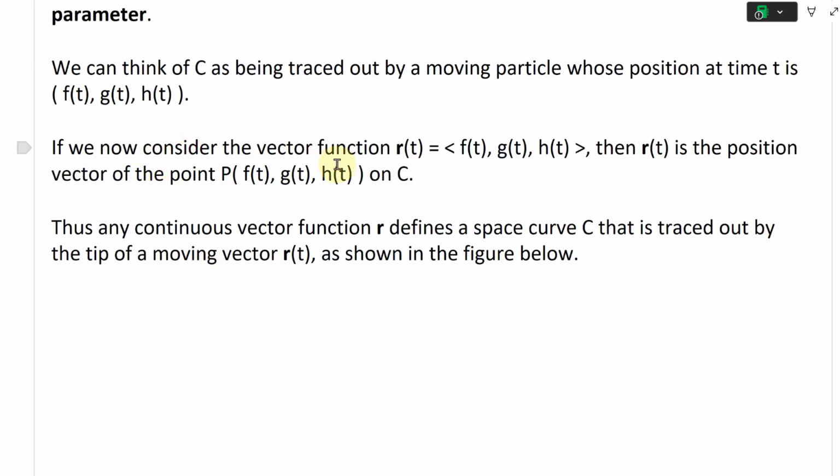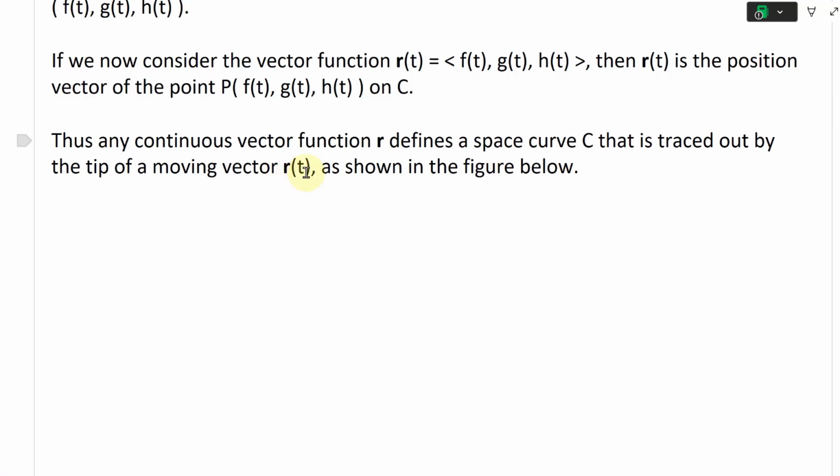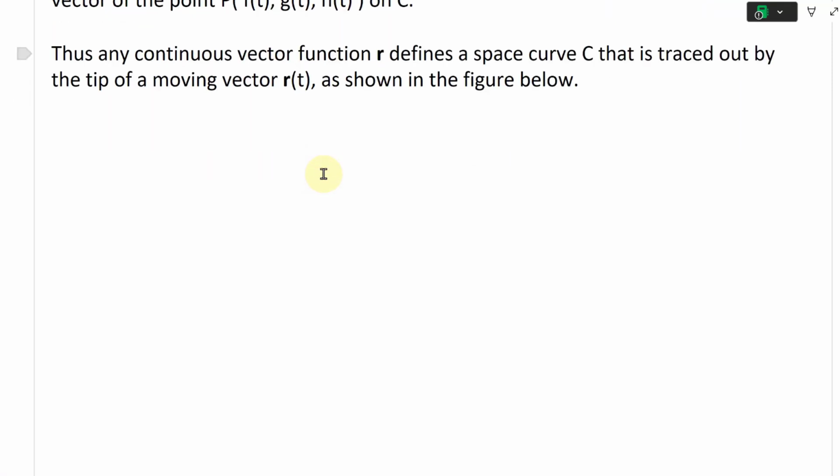If we now consider the vector function r of t, with components f of t, g of t, h of t, then r of t is the position vector of the point P, and P is just any point on that space curve, f of t, g of t, h of t on C. Thus any continuous vector function r defines a space curve C that is traced out by the tip of a moving vector r of t, as shown in the figure below.